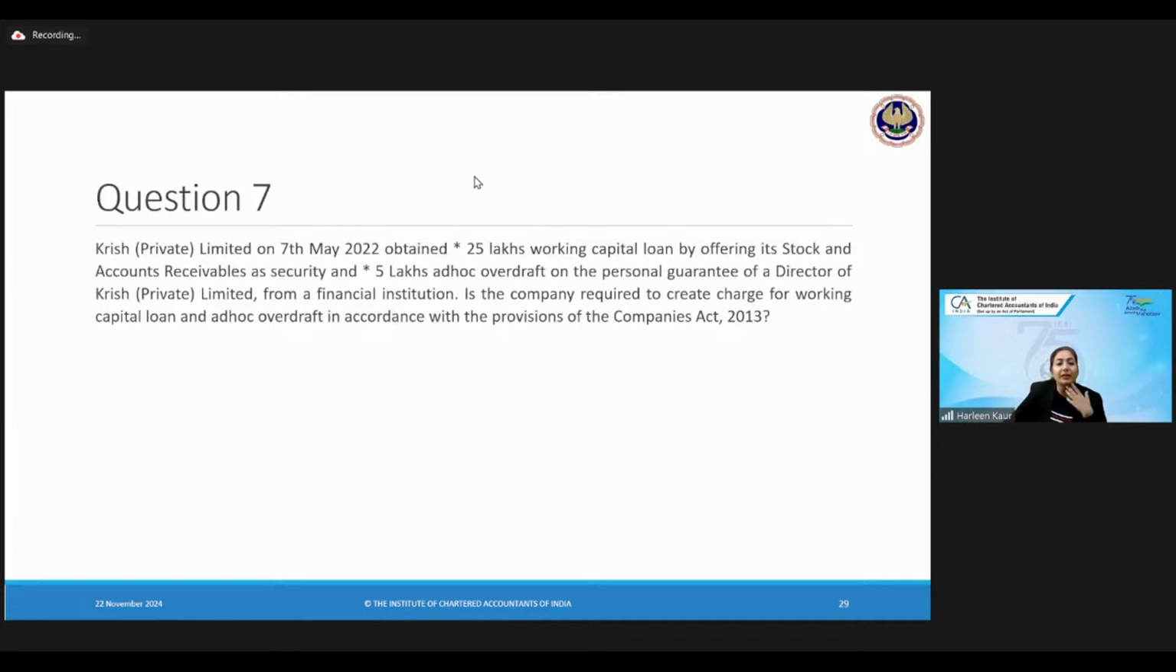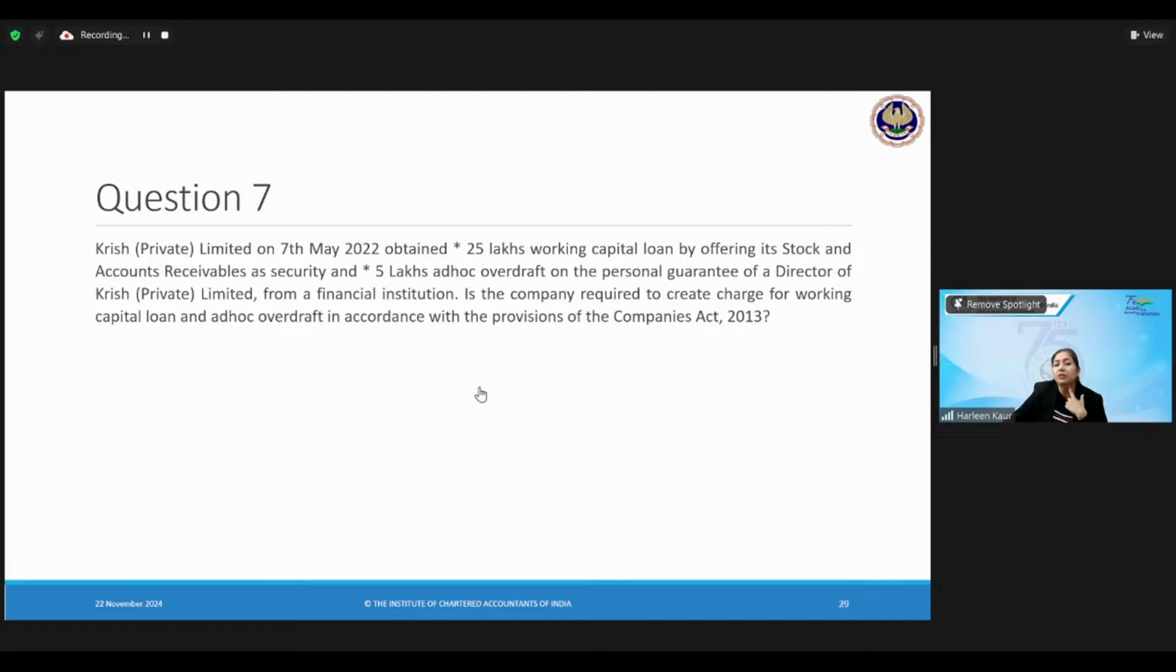Okay, Krish Private Limited on 7th May. Okay, everybody's saying yes. Krish Private Limited on 7th May obtained a 25 lakhs working capital loan by offering the stock and accounts receivable as security, and a 5 lakhs ad hoc overdraft on the personal guarantee of a director from the financial institution. Is the company required to create a charge for the working capital loan and ad hoc overdraft?